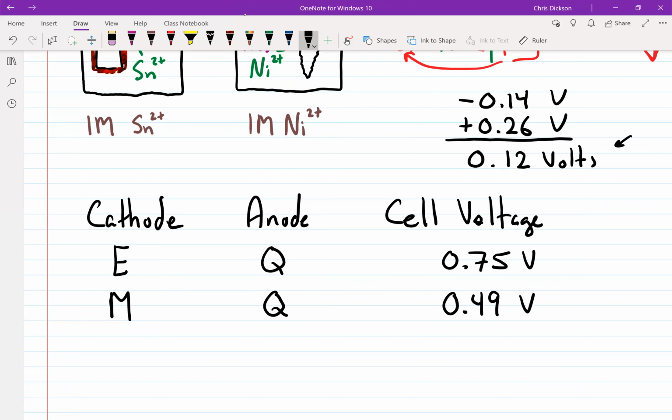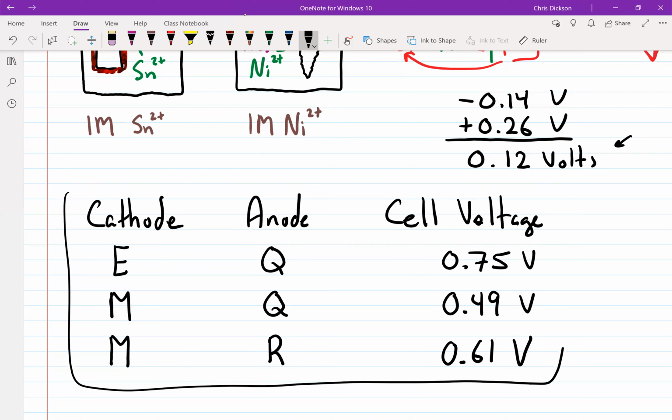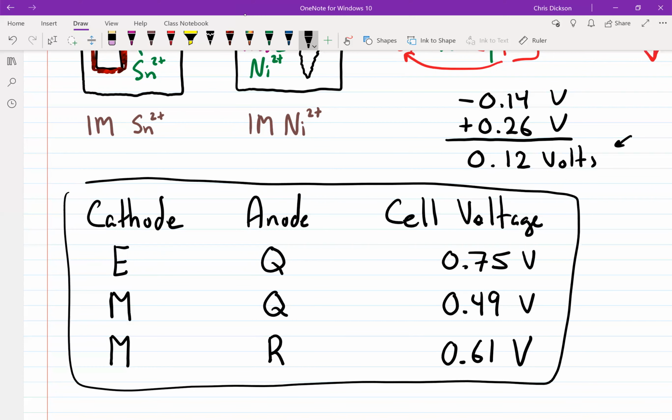And in our last experiment, let's keep M here, but let's make an anode called, let's say, R now. And you're told the voltage on this is 0.61 volts. Okay, so there's some data here for us. And you're going to be asked a question: let's assume that besides having these anodes and cathodes, you have the corresponding ions in solution with them at 1 molar.